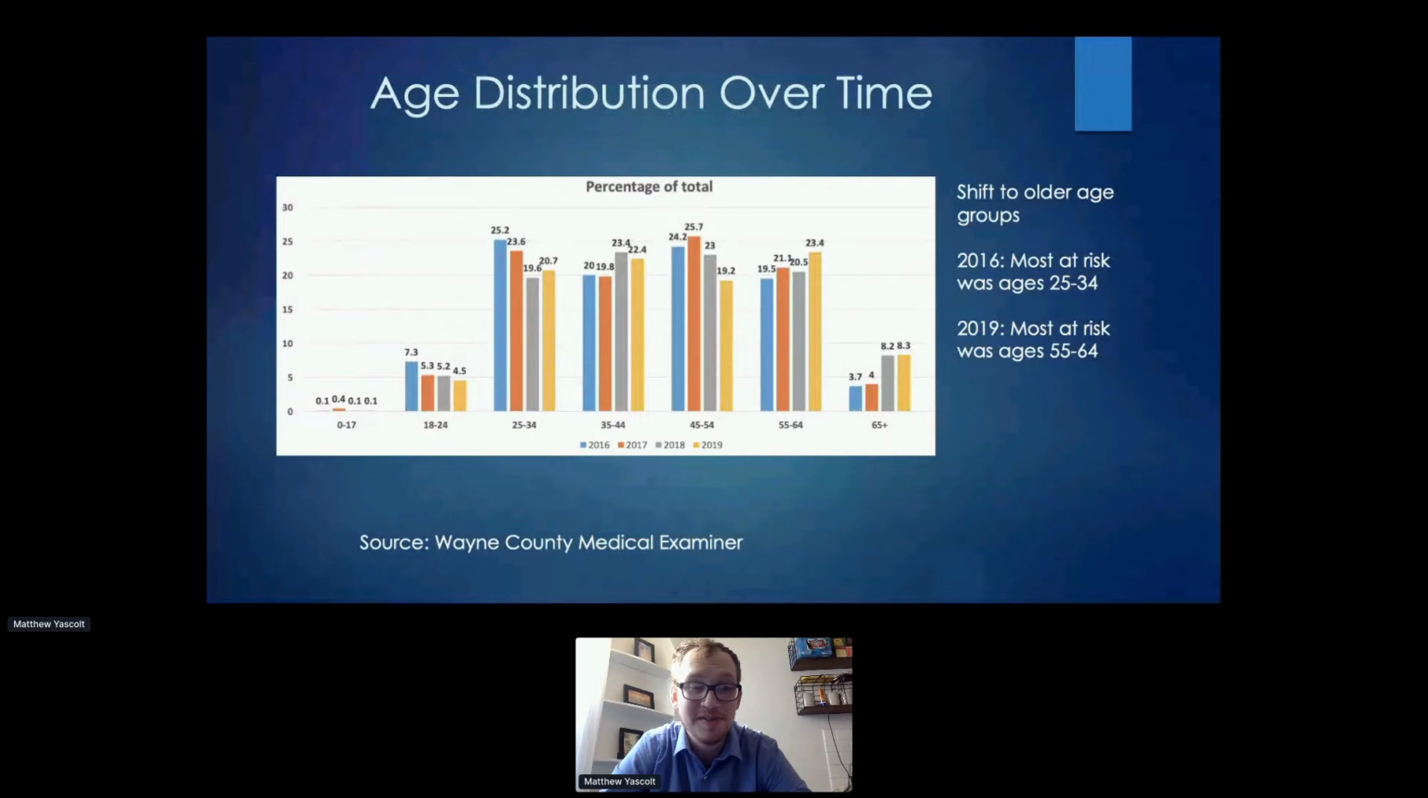So actually, here it is right now. The age distribution over time. We can see it shifts to older age groups being more at risk. The blue is 2016 and the yellow is 2019. You can see that massive shift in age 55 to 64 of an upwards trend, and then that downward trend of age 25 to 34. So the most at-risk age now in 2019 is age 55 to 64.